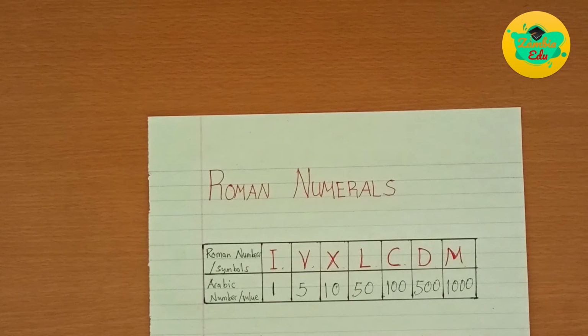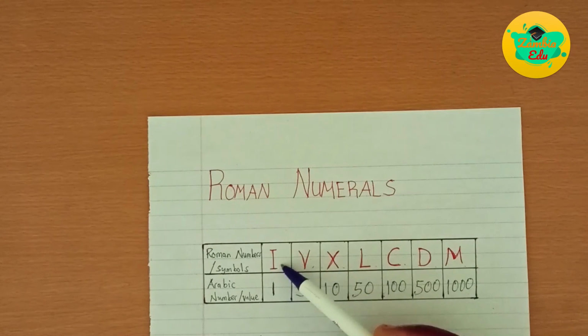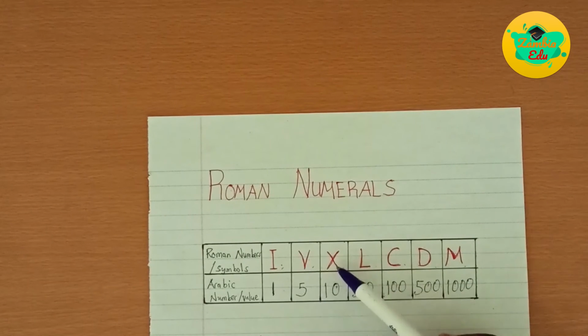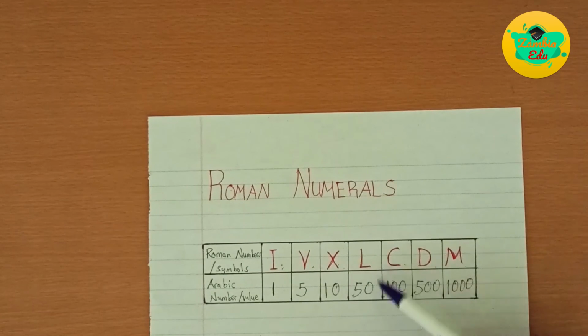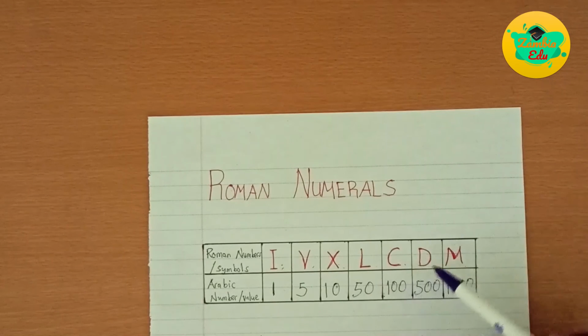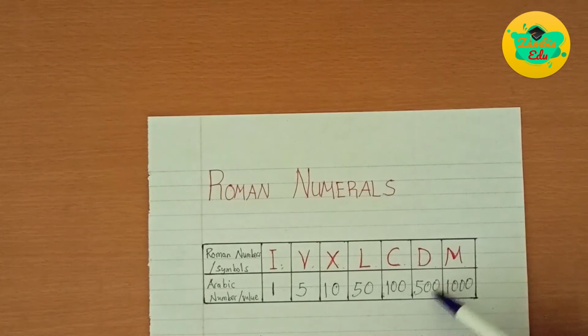So the table that we have on the screen there is showing us the 7 basic Roman symbols, or rather Roman numbers. We call them basic because these are the symbols which we are able to use to form every other Roman number that can exist. So now we have attached the symbol and their value. So you see the I is 1, the V is 5, the X is 10, the L is 50, the C is 100, the D is 500, and the M is 1000.